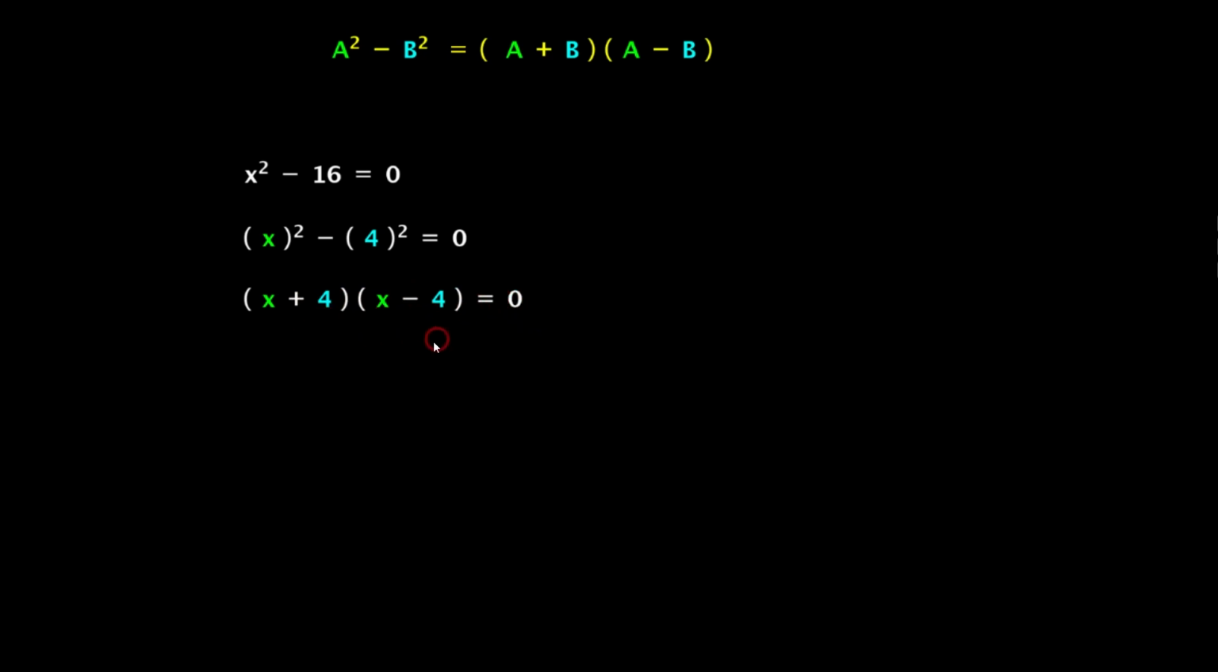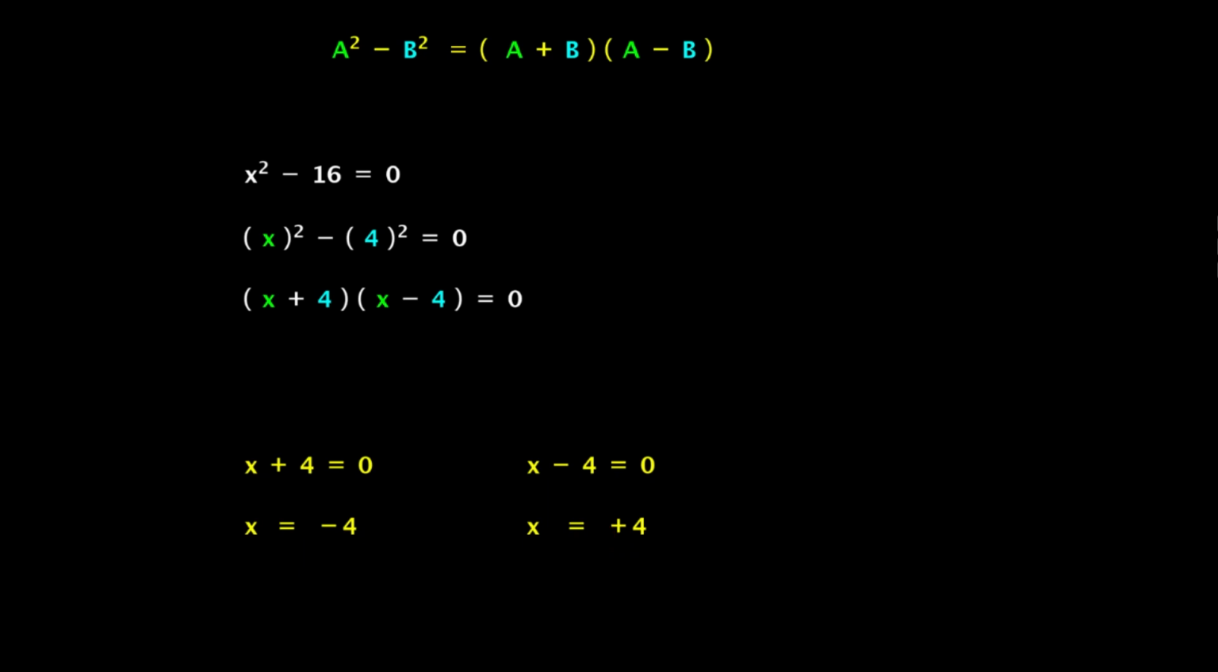So each of them must be 0. So either x plus 4 equals 0. When x plus 4 equals 0, the value of x should be negative 4. It's very simple. If x is negative 4, this value gets 0, where we subtract 4 from both sides, or we move the 4 to the other side. It's the same thing. Just to find the value of x is negative 4. And when x minus 4 equals 0, add 4 on both sides, or move this negative 4 to the right side, make it positive.